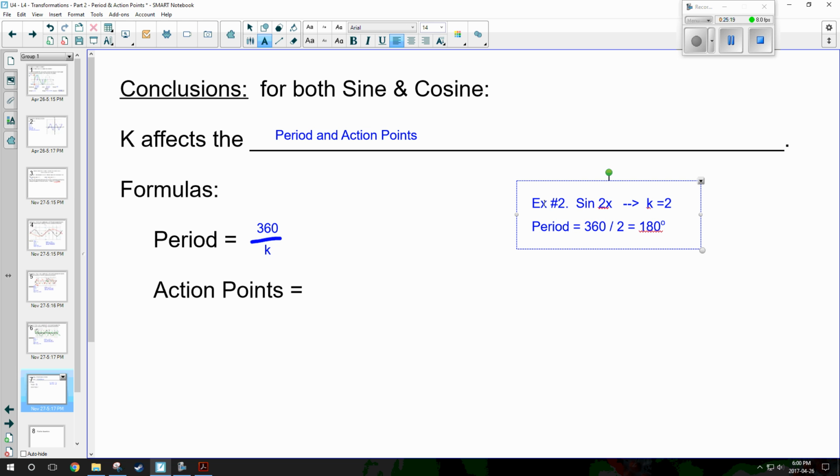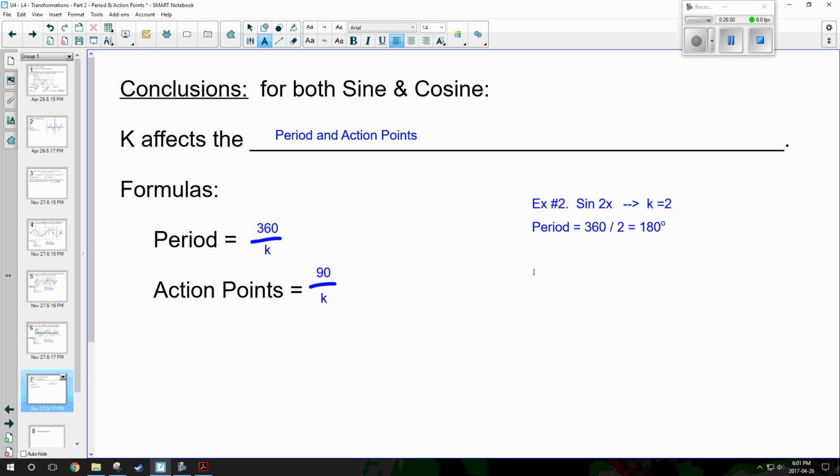So from now on, when I give you an equation that has a k value in it, you can figure out what the period is by taking the original period of 360, dividing it by whatever the k value is, and you'll get your new period. Similarly, there's one of those for the action points. For action points, our regular action points, remember, are every 90 degrees. If we take that 90 degrees that our action points regularly are, and again, divide them by whatever our k value is, we'll get where our new action points are.